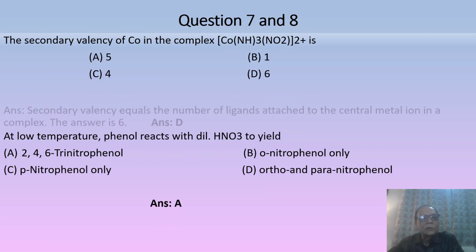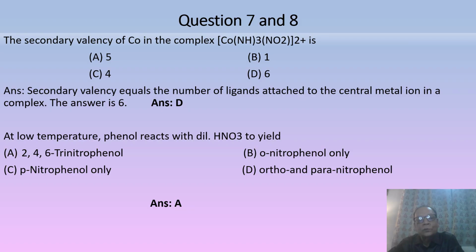The secondary valency of cobalt in the complex is A 5, B 1, C 4, D 6. What do you think?